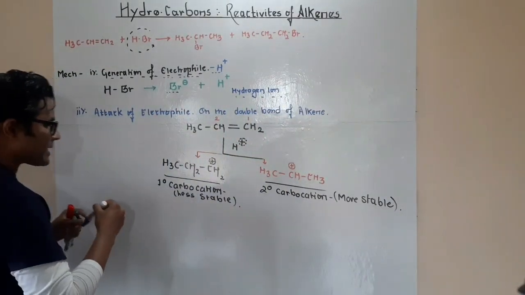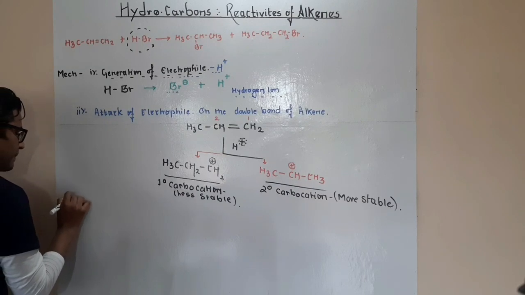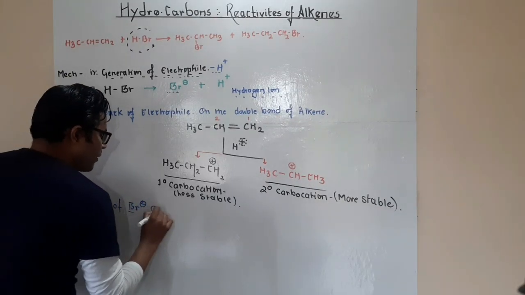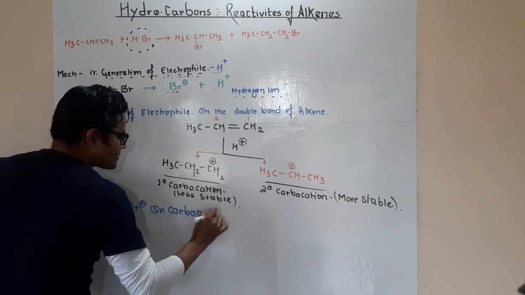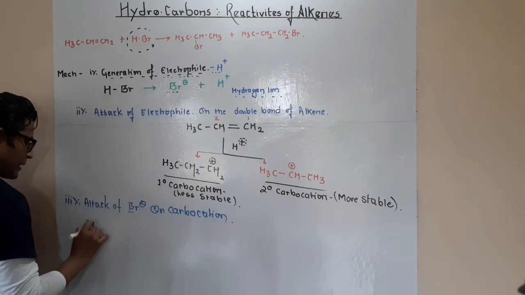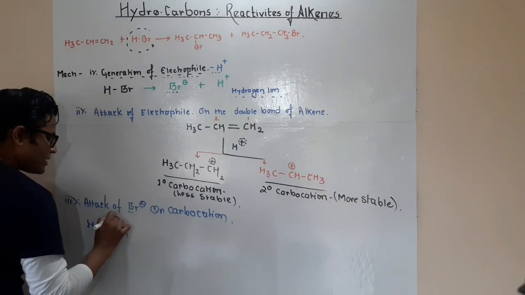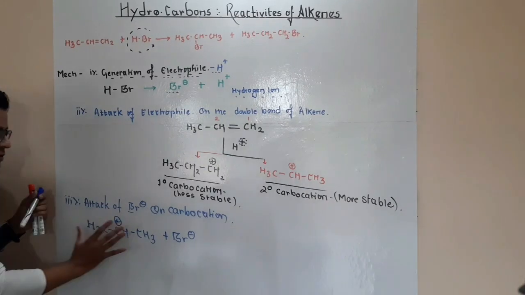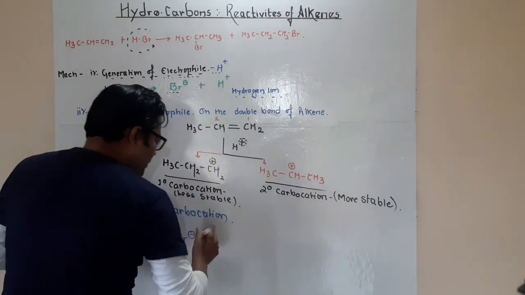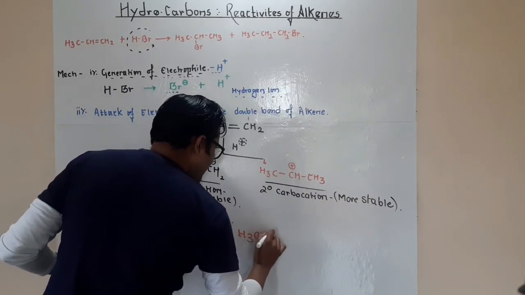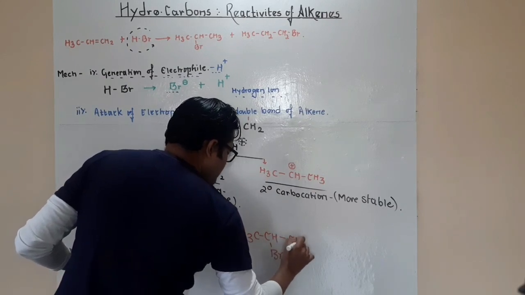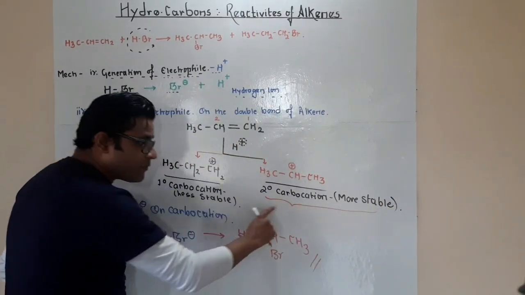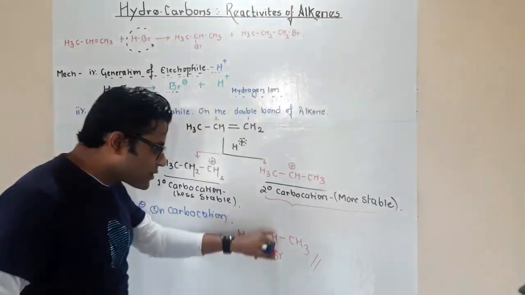As they react, we have step number 3: the attack of Br minus on the carbocation. When this reaction occurs, what we already have there, CH3, CH with a positive charge, CH3. When Br minus attacks the secondary carbocation, you are going to get your product in the major quantity, and that is CH3, CH, Br, CH3. Correct. Here, this is more stable, so its rate of reaction is more. So it is going to give us the major product.